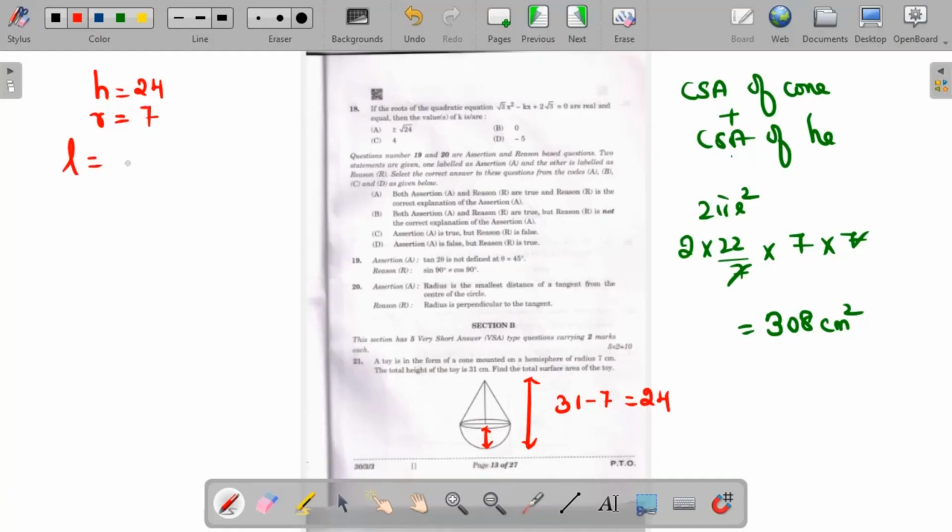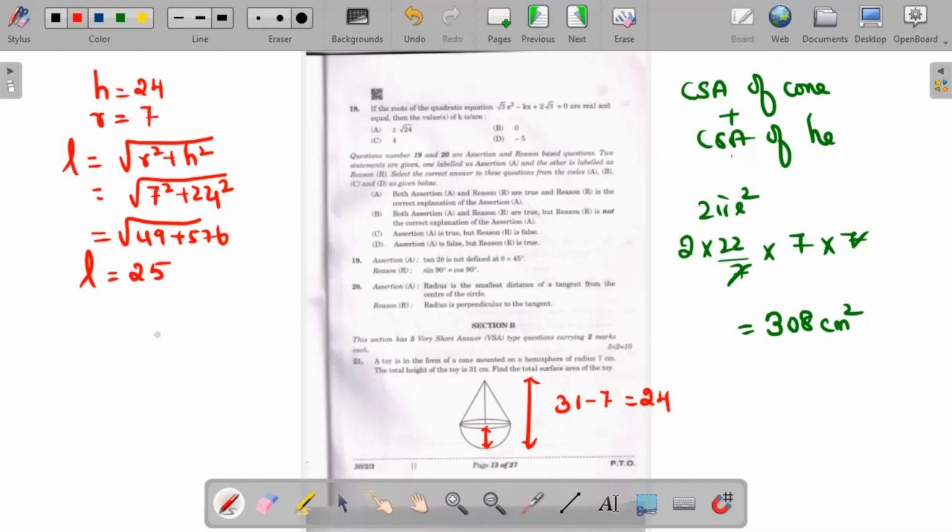Let's compute L. So L is equal to root of r square plus h square, which is root of 7 square plus 24 square. So this is root of 49 plus 576, which is root 625, which is 25. So L is equal to 25.